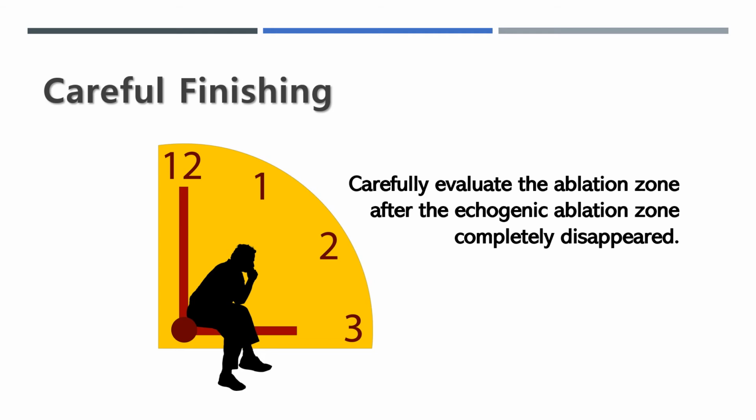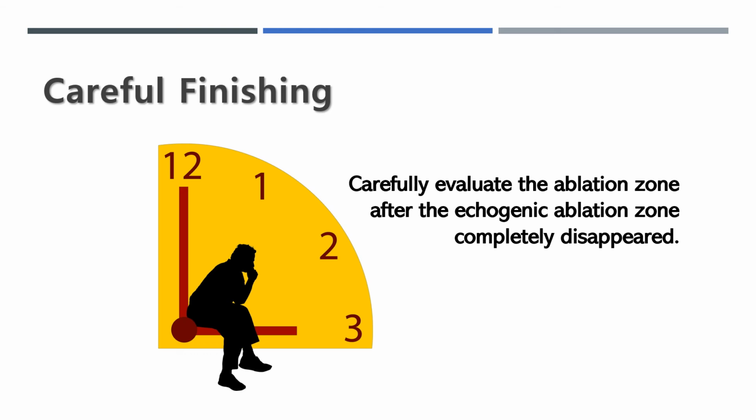Third, careful finishing. Almost all mistargeting arises from missing the final opportunity to avoid the event. The reason to encounter the mistargeting is that we usually assess the optimal and accurate ablation on the poor sonic window immediately after the ablation. So I would recommend to carefully evaluate ablation zone after echogenic ablation zone disappeared completely.